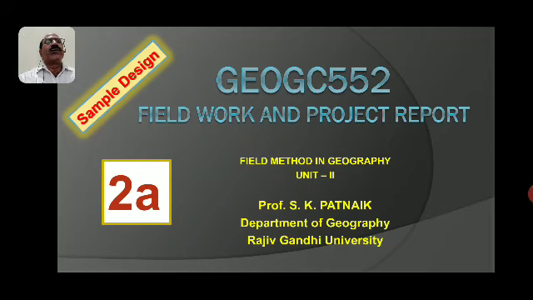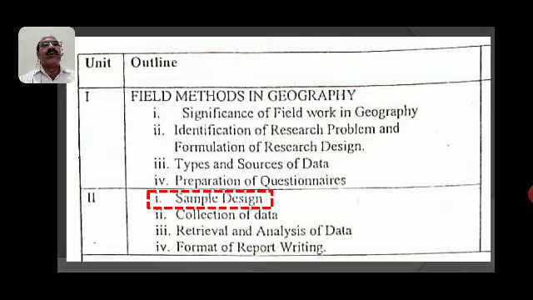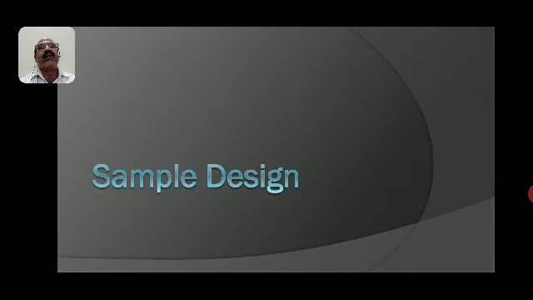We'll start with the second unit of the field method in geography, which is basically the sample design. In your research work, you cannot collect data from each and every person or the target object. That is why you need to limit your sample. That means from where you will get the data.